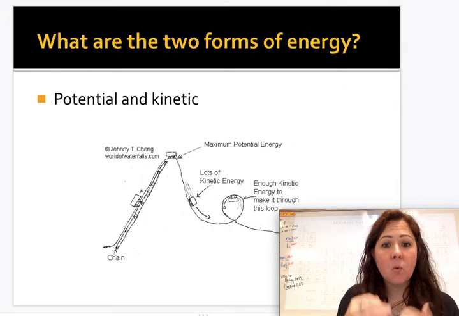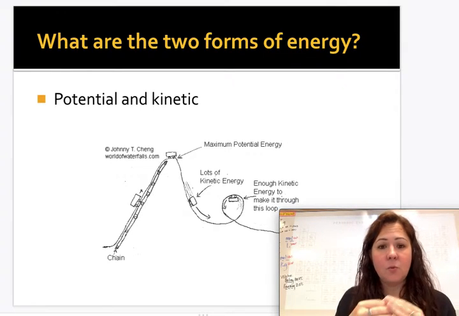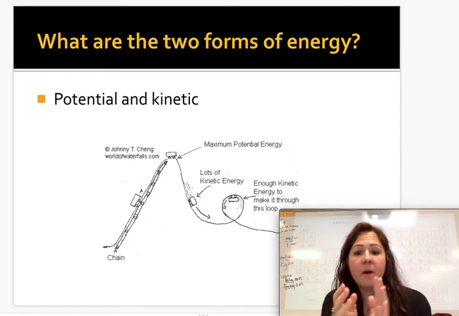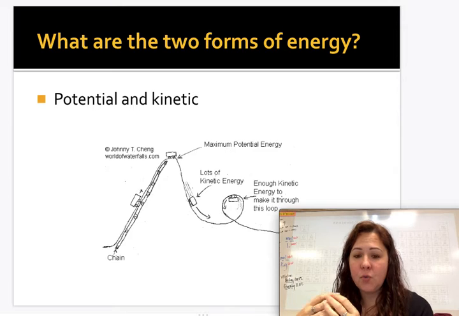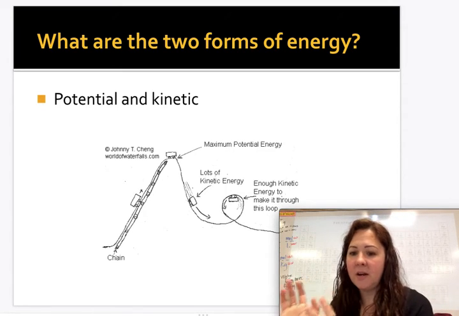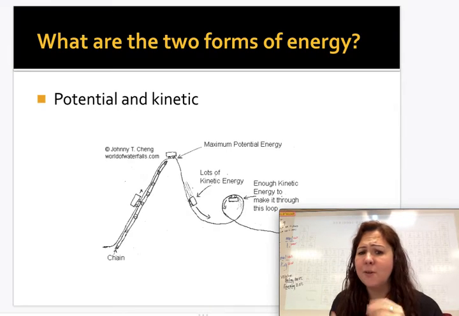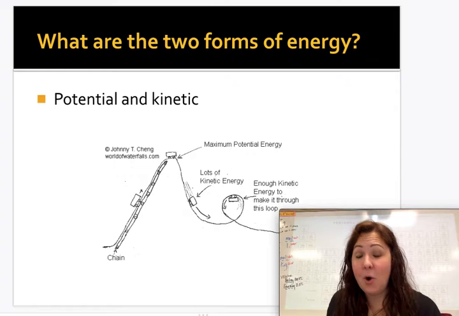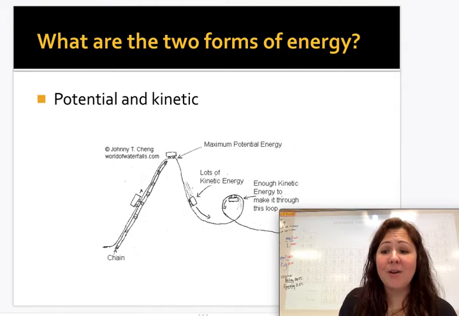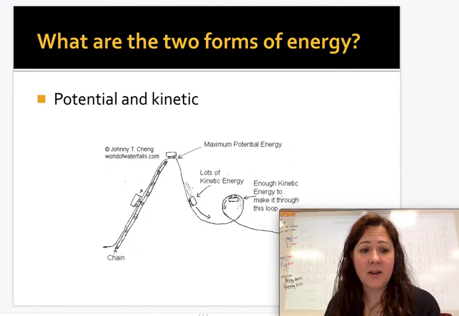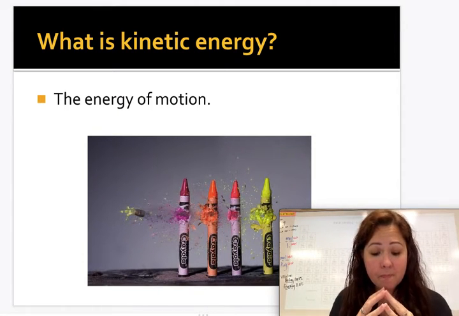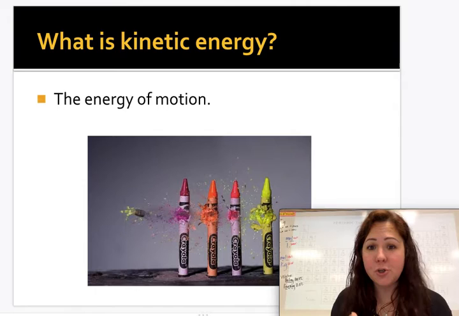Now there are two basic forms of energy that we're going to look at in this class. We're going to give a very broad definition of them. As you get into physics, you're going to get a much better definition of potential energy and kinetic energy, because there are different types of potential energy that we don't care about for this class, to be totally honest with you. We're only going to look at potential energy and kinetic energy. The first one, kinetic energy, is the energy of motion.